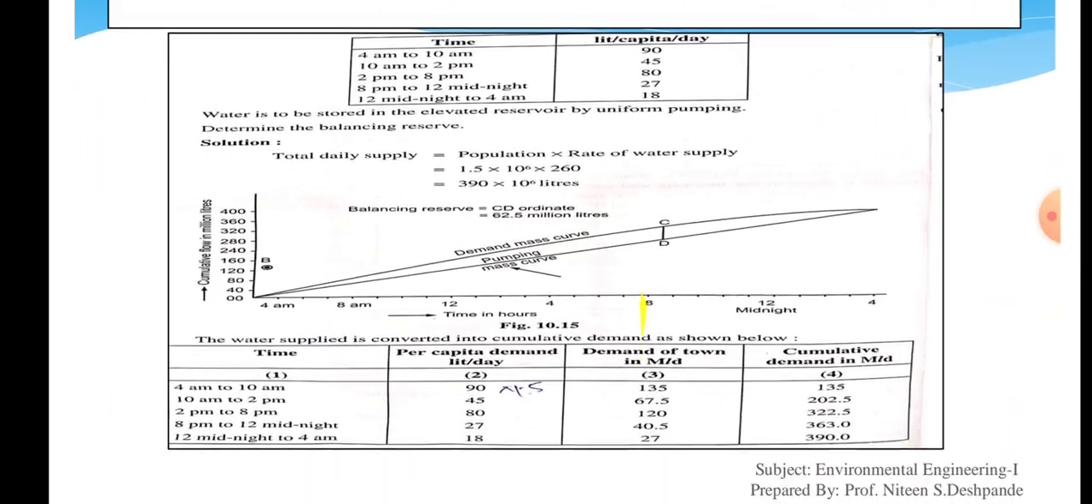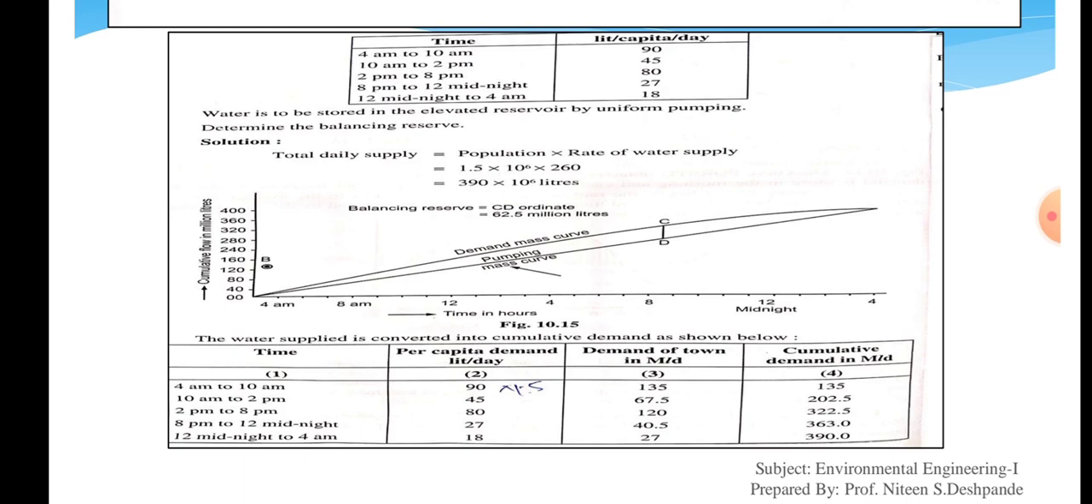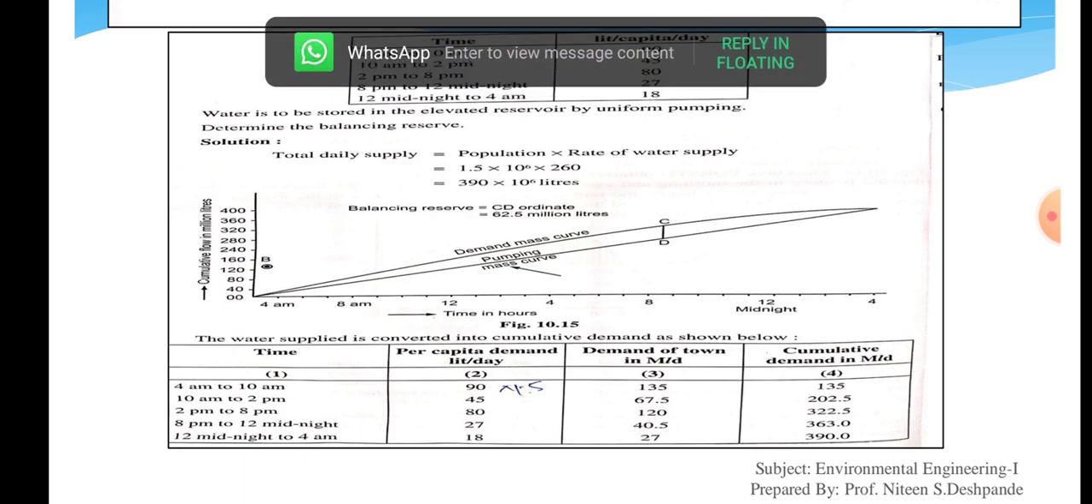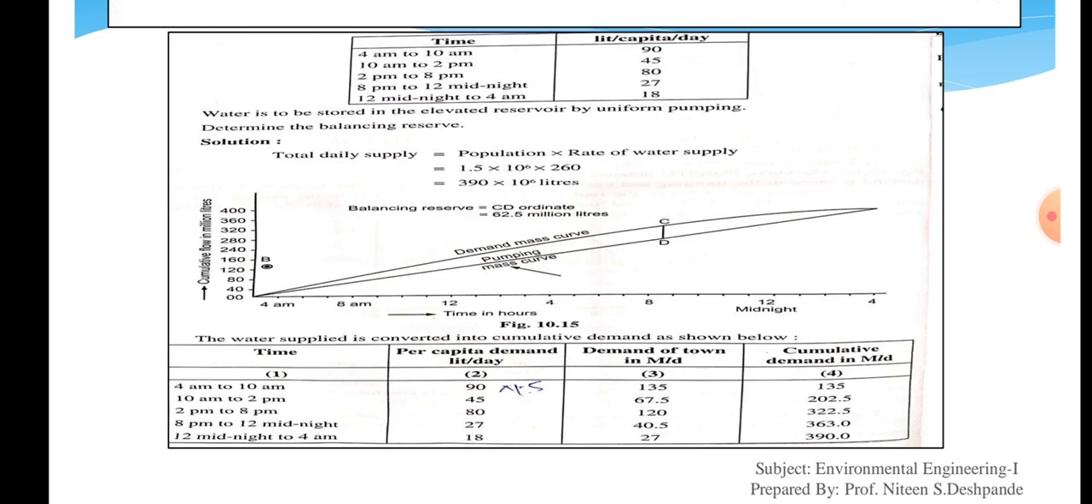First we have to calculate the total daily supply of the water. So we know the demand of the water. The daily supply is population into rate of water supply. So population is 1.5 million, which means 1.5 into 10 raised to 6 into 260, which is equal to 390 into 10 raised to 6 liters.